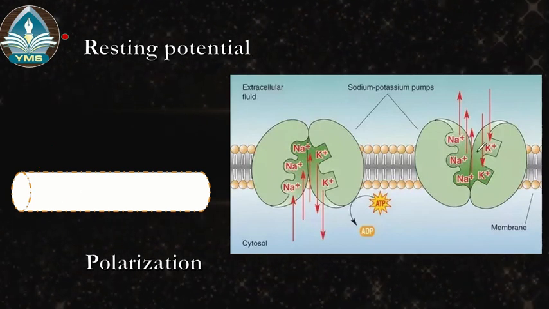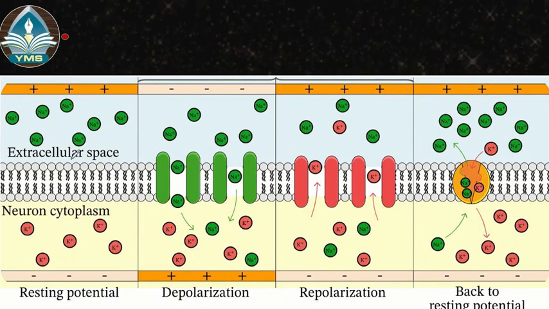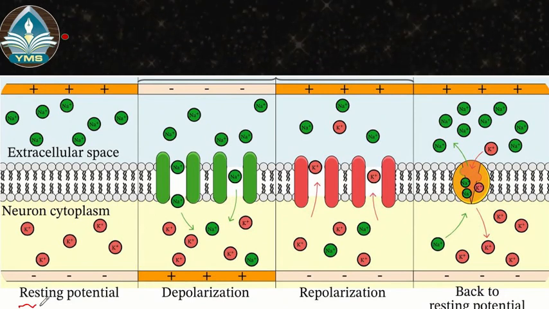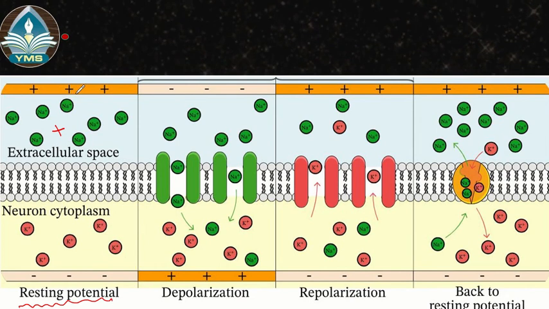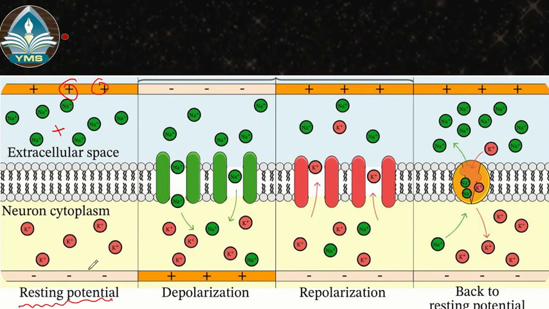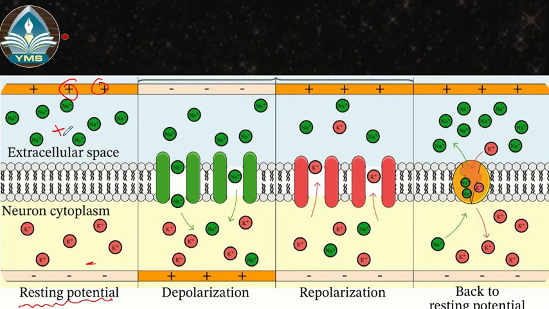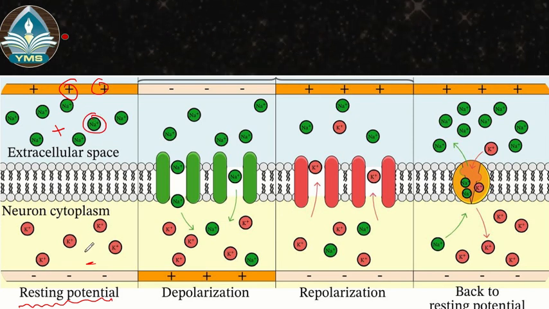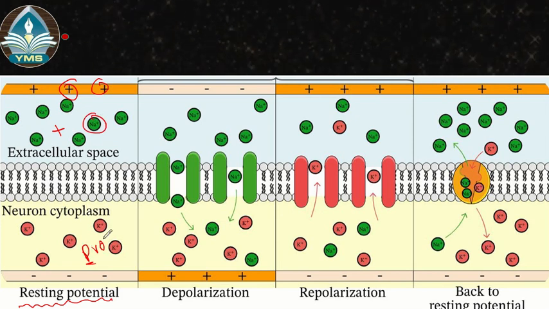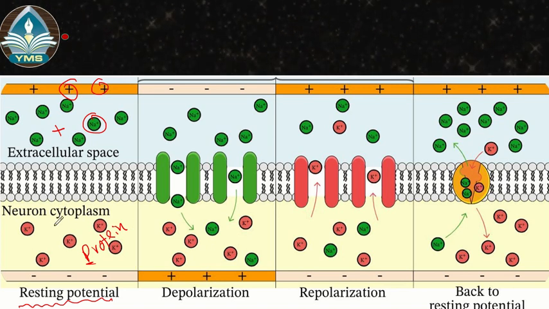Now if we look at this as a summary here, the first state we call resting potential. Resting potential: outside is positive, inside of the neuron is negative. Outside is positive because it has a high concentration of sodium. Inside is negative because it has a high concentration of protein. Now this state we call polarization.